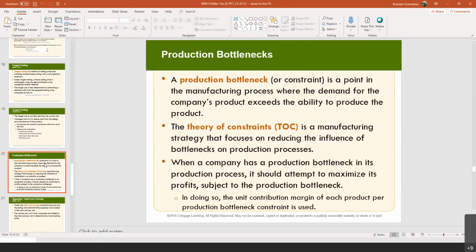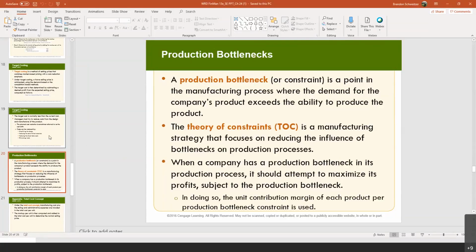Now let's talk about another thing that impacts businesses and manufacturing, that constrains businesses. This is like a limit on business and production. We call it production bottlenecking. This is a situation where the demand for the company's product exceeds the company's ability to produce the product.